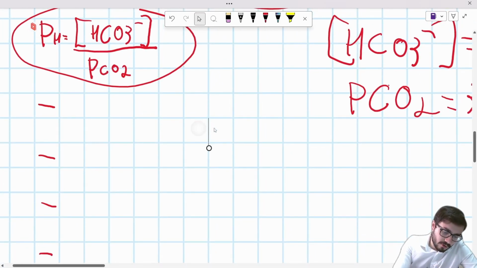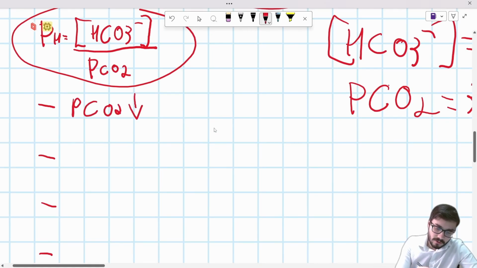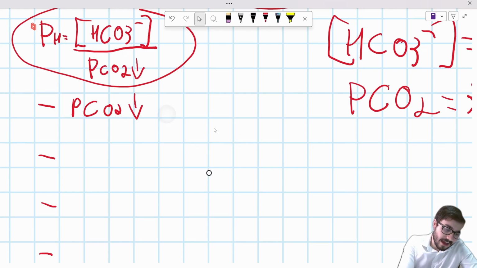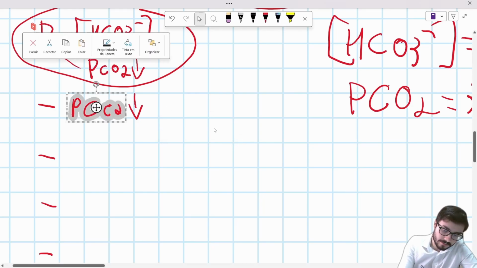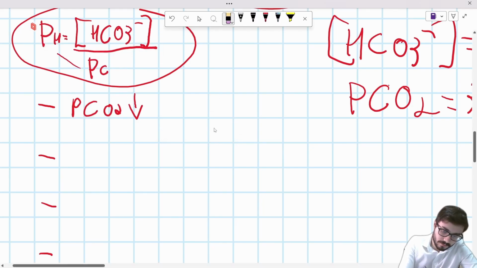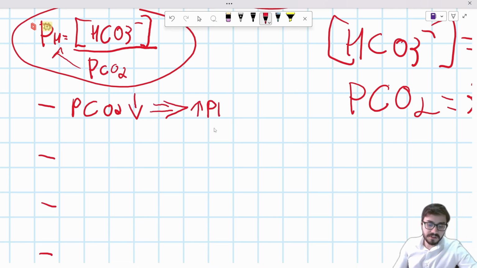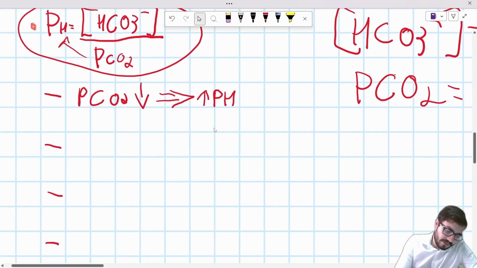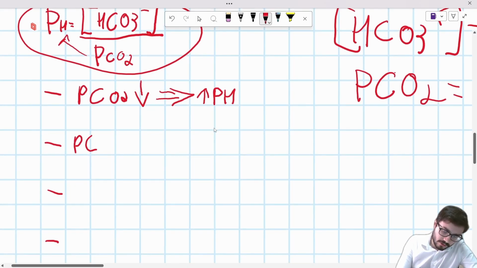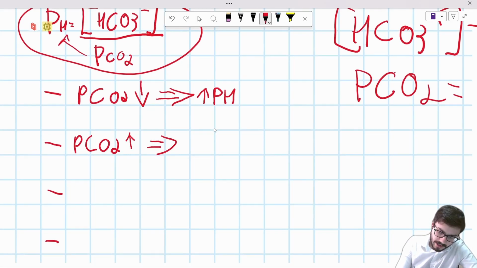If the PCO2 goes down, what will happen to the pH? If the PCO2 goes down, like in the equation, you'll have a higher pH, okay? PCO2 goes down, we have a higher pH. And if the PCO2 goes up, we'll end up with a lower pH.